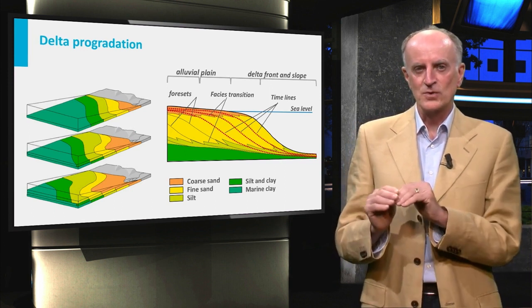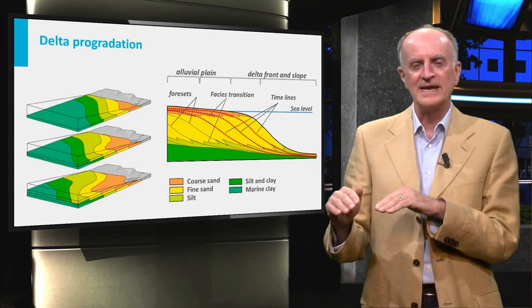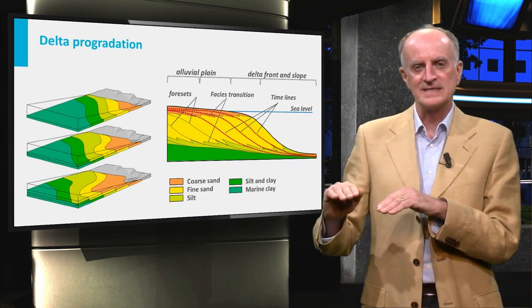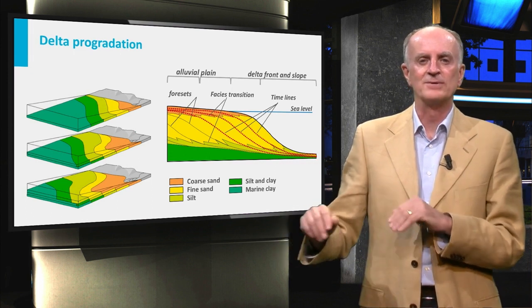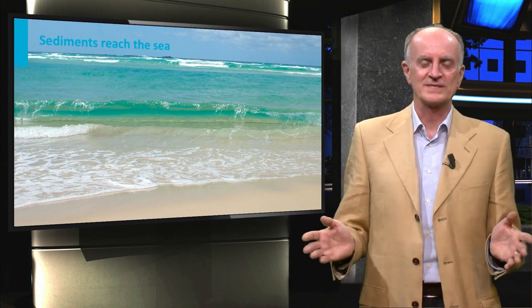At each stage, coarse-grained sediments are dropped at the delta top, sands are deposited in layers dipping towards the sea, and silts and shale are deposited at the toe of the foresets. And now we really need to look at what is happening in the sea.